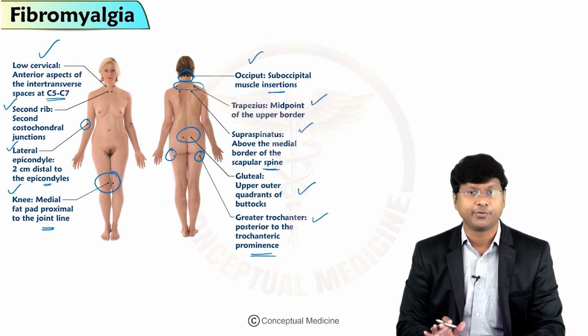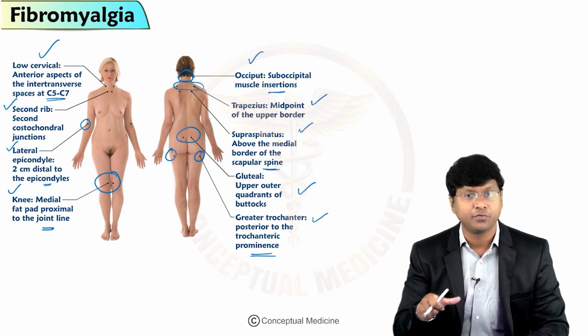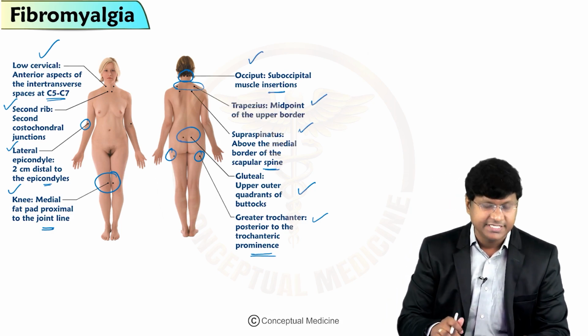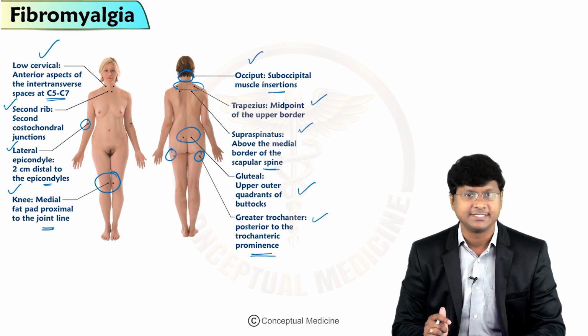So these are all the tender points over which you need to apply a pressure of 4 kg per meter square, and there will be elicitation of tenderness at these pressure points in patients with fibromyalgia.